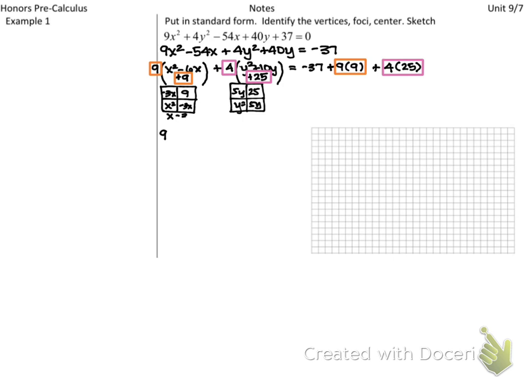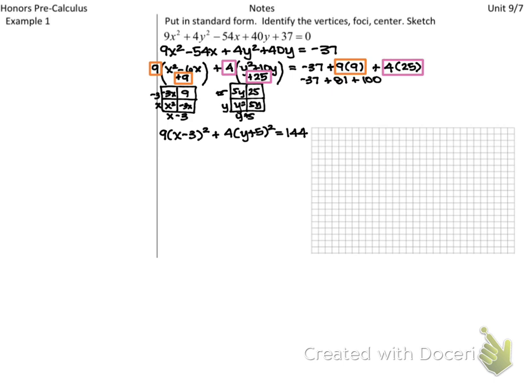Remember, this is going to be x minus 3, so that's going to be 9 times (x minus 3) squared plus, okay, bring down my 4. This is going to be (y plus 5) squared equals, okay, now combine like terms on the other side. So let's go ahead and add these together. So it's going to give me negative 37 plus 81 plus 100. So 144.